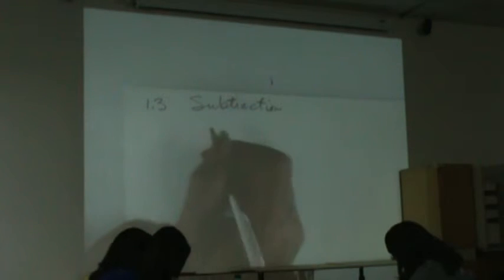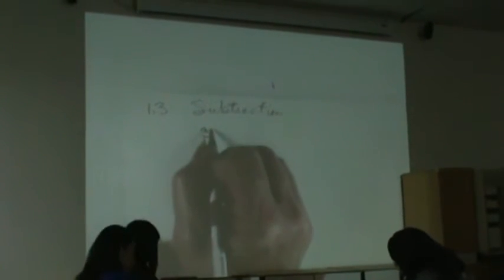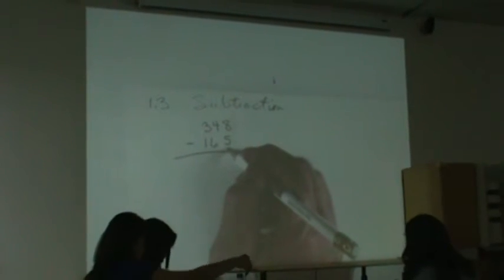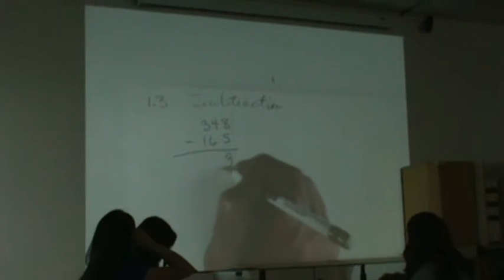Okay, 1.3, subtraction. Okay, with subtraction, I need you to show your borrowing, if you have to borrow. Let's do this number here. Okay, 8, you have to start over here. 8 minus 5, you don't need to borrow to subtract that. 4 minus 6, you have to borrow.